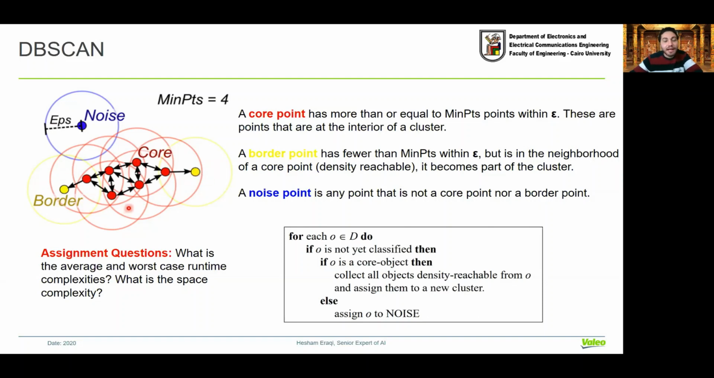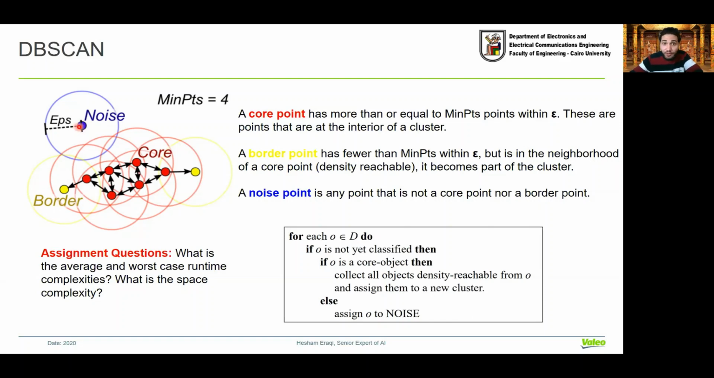Okay, and after this, if this is the third point in your data structure, you will find that the if condition is not verified. It's classified already as the first class. If this is the point after it, it's classified already. This is classified, this is classified, this is classified. The only point that remains to be classified is that point. So at some moment in the for loop, you will have this point as your O.